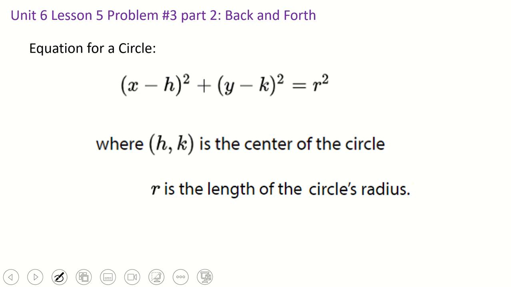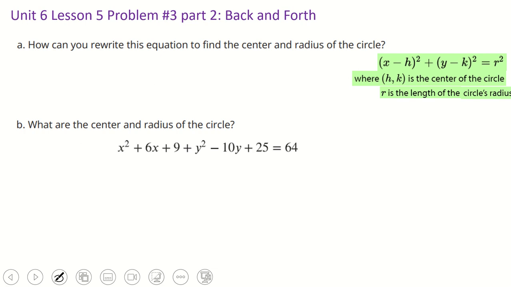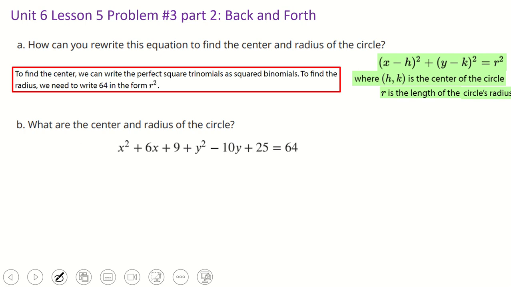I want to just remind students or remind parents about our equation of a circle. I know that we saw some different letters, H and K. Well, H and K represent where the center of our circle is. And then there's also R, and that represents the radius of the circle. Now, we set out for part A what we were going to do. We were going to try to change these trinomials into squared binomials. So I like to put parentheses around my trinomial.